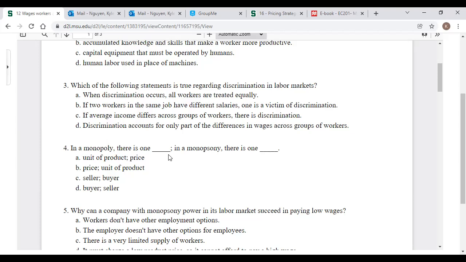And we know C is correct, and D is literally just the flipping of the definitions. And so just remember, in a monopoly, there is one seller. In a monopsony, there is one buyer. Is there any questions about that?